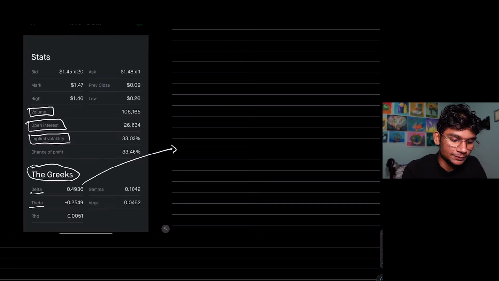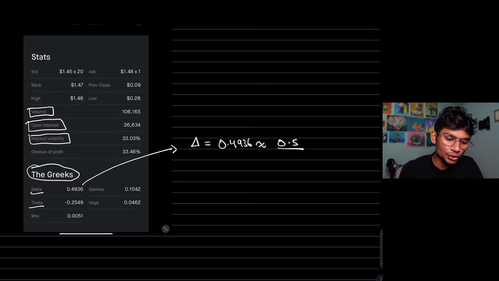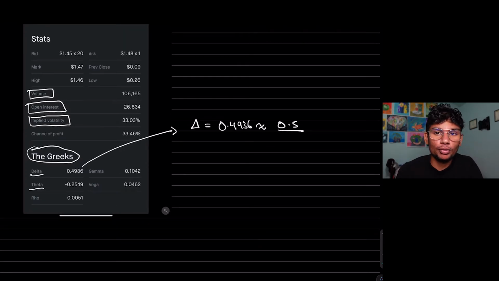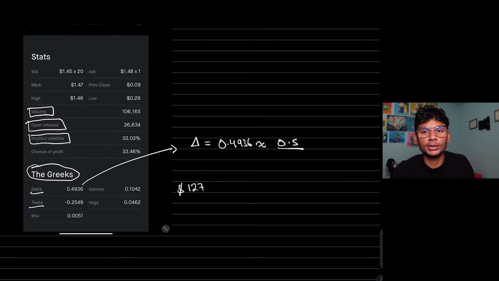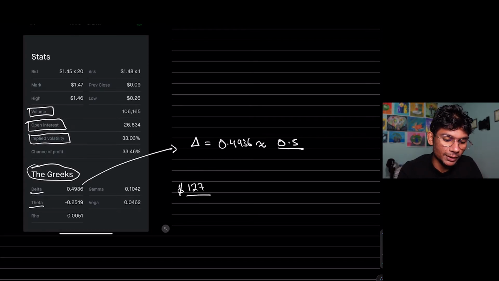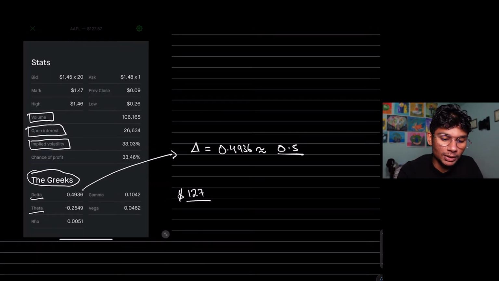So first, delta. Delta is important. Here we see the delta is 0.4936. Let's just round that to 0.5 for easy number's sake. So what this means, this is very important, okay? So what this delta means is that, let's just say the stock price currently for Apple is $127, okay? Right now, when we're buying this call option, the stock price of Apple is $127, okay? And what I did was I bought the $129 call option, right?